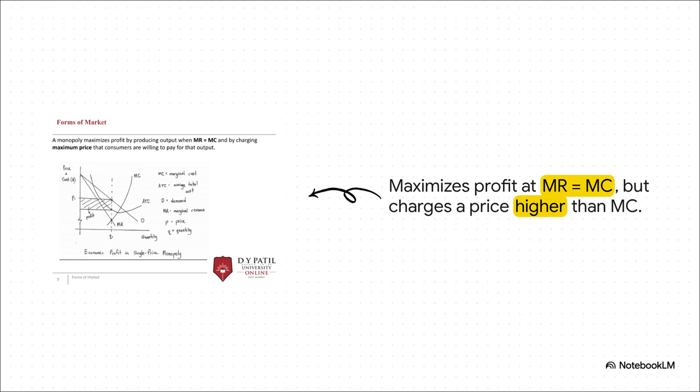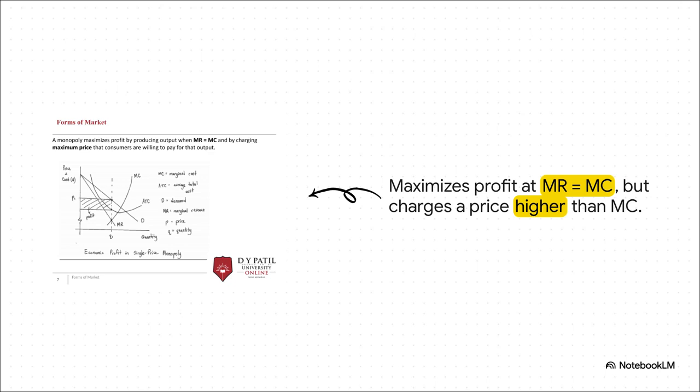Okay, let's look at how a monopoly makes its profit. Now, the first step is the same for any company. They produce at the quantity where their marginal revenue equals their marginal cost. That's the MR equals MC rule. But, and this is the big difference, because they're the only seller, they can then look at the demand curve and charge a way higher price. This is a super important distinction for your exam.